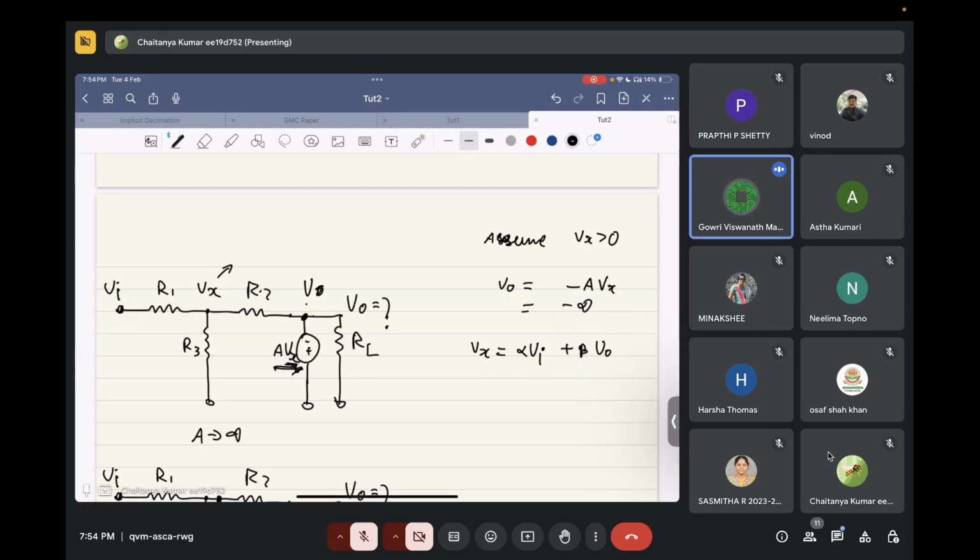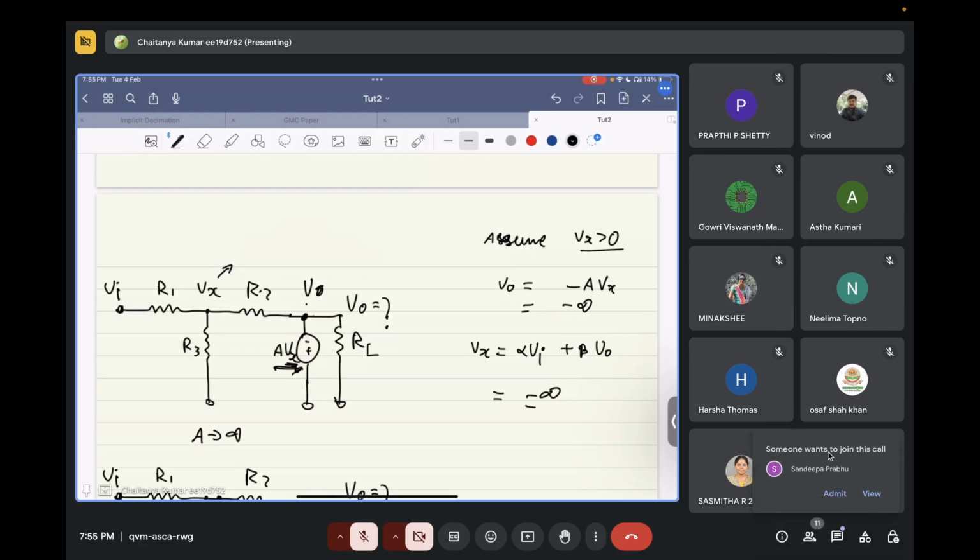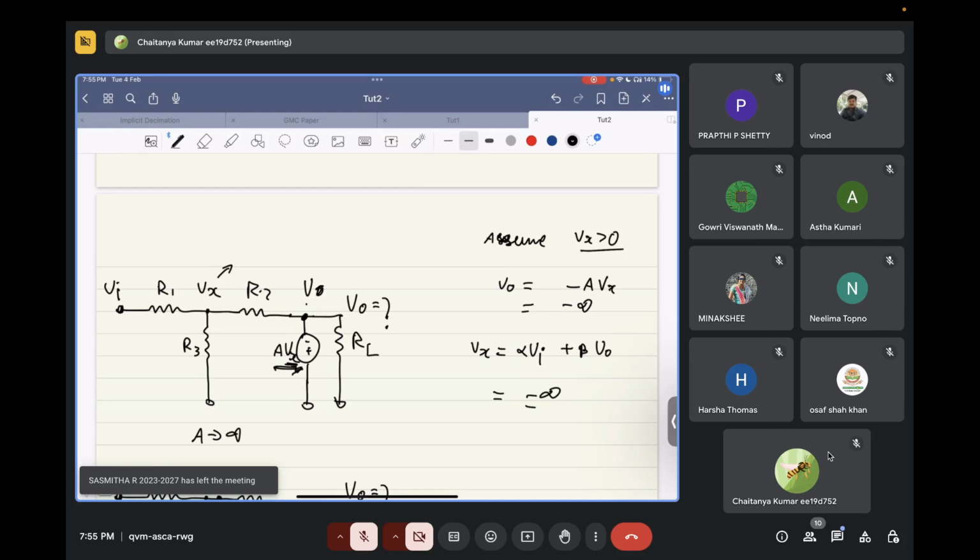Minus infinity, right? Now you assumed Vx to be greater than 0 and you are getting Vx as minus infinity. So this assumption is wrong. Same way, you can prove that if Vx is less than 0, your V naught will be equal to plus infinity. Your Vx will be tending to plus infinity. So in that case also, your assumption will be wrong. Your assumption will only be correct if you assume Vx equal to 0.